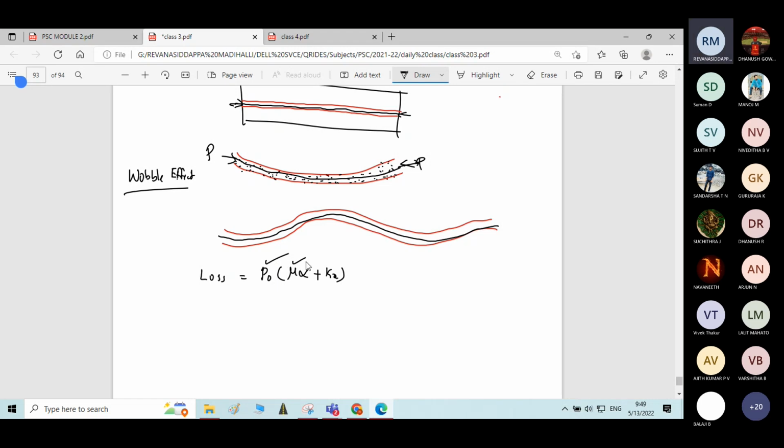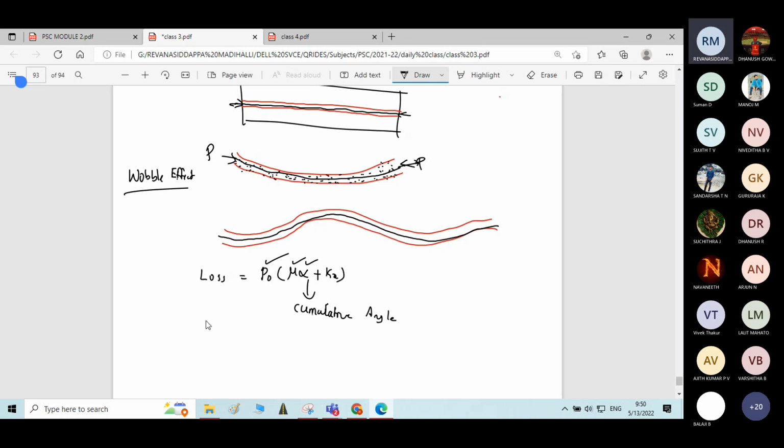Then alpha is called the cumulative angle. This alpha value mainly depends on the cable profile, whether it is parabolic, straight, or linear cable, and the type of stretching of the cable. If the cable is stretched at one end, there is a different calculation for alpha. If the cable is stretched from both ends, there is a different formula to calculate alpha. I'll explain in detail while solving the problems.